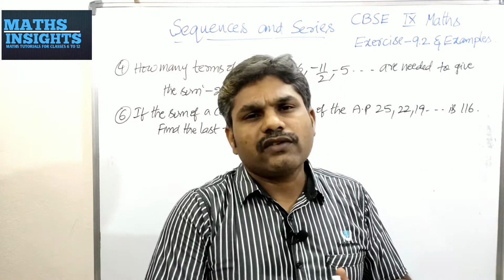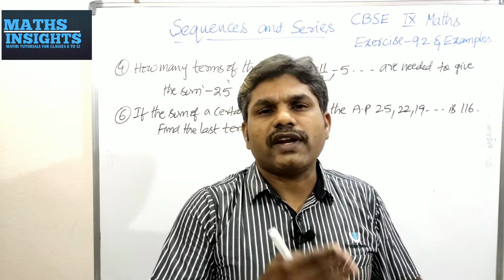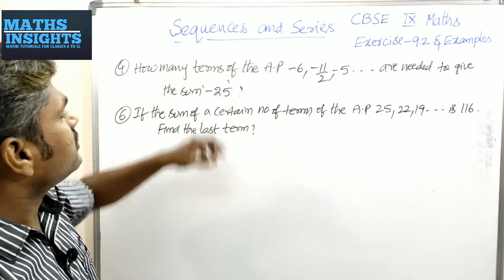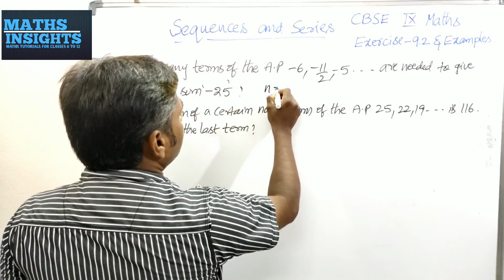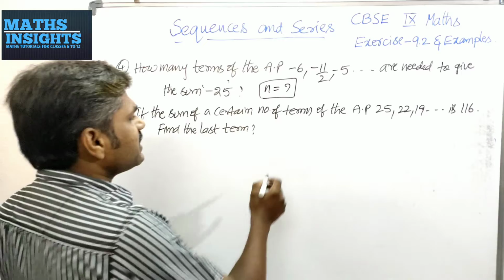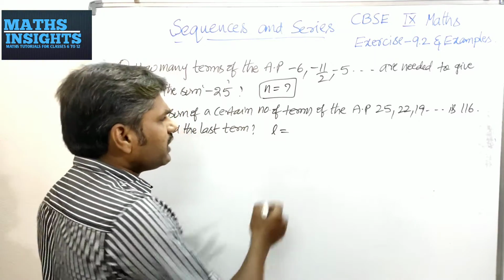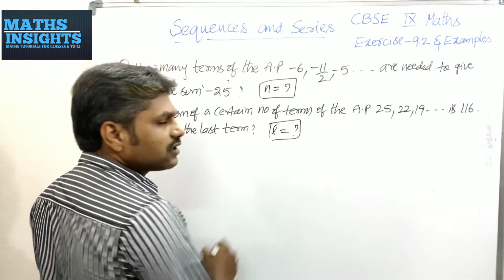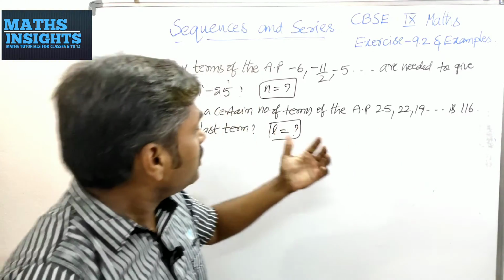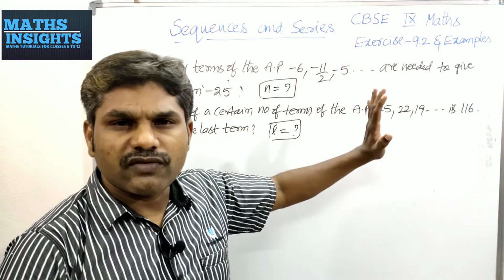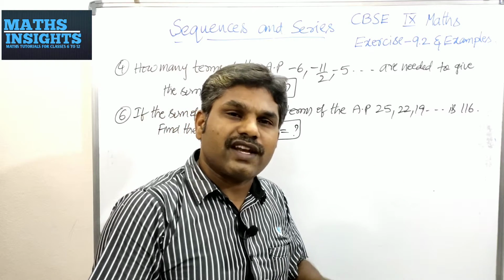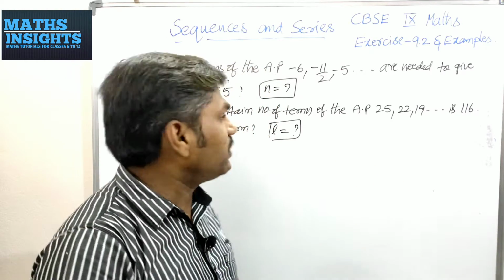But both are very easy if you know some data, whatever data they have given. How many terms means you have to find the value of n. Find the last term means L, you have to calculate. L is the question mark, right, my dear students? In both of these problems, you know the first term and common difference. Then 50% data is enough if you know the first term and common difference.